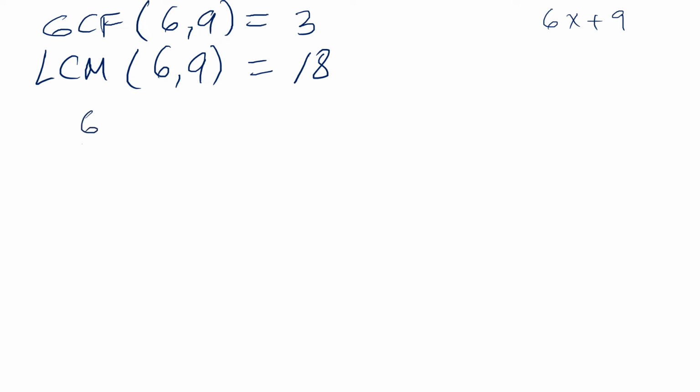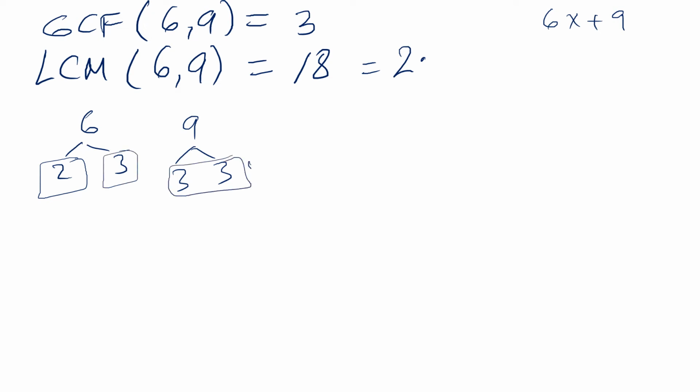So let's look again at 6 is 2 and 3. 9 is 3 and 3. So as I mentioned, a 2 shows up once. 3 shows up here, and it also shows up here, but it shows up most in 9, so I'll take 3 times 3, this one. And 2 times 3 is 6, 6 times 3 is 18.